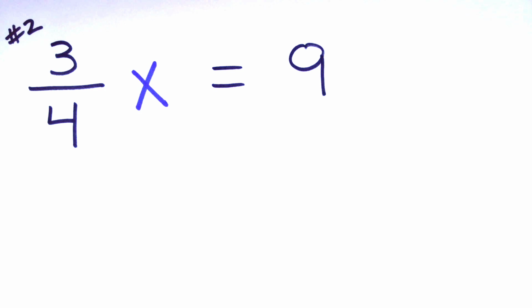In this part 74 video, I'm going to go over stop and pause problem number 2. This is another one-step equation. So we have 3/4 times x equals 9. What was the first thing you did in this particular problem?